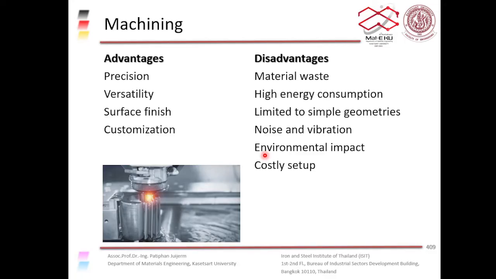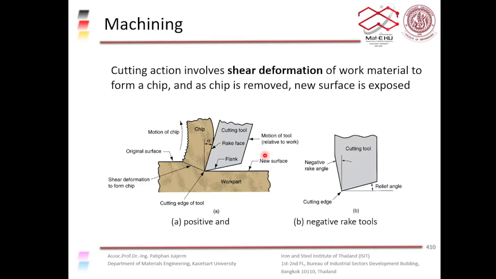So in summary, there are a lot of advantages: precision, versatility, surface finish, etc. But a lot of disadvantages, like waste and cost, etc. Right? Limited in design. Okay, so the machining process usually involves cutting action, right? Cutting action, which is actually a shear deformation process of the work material to form a chip, and then the chip is removed, creating a new surface.